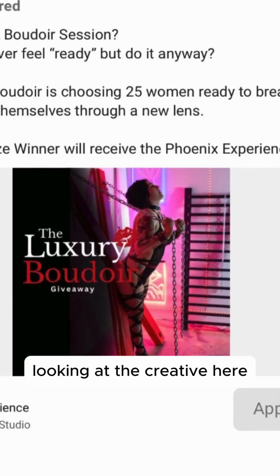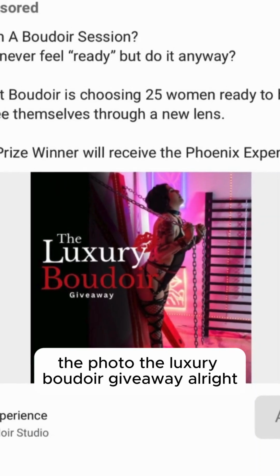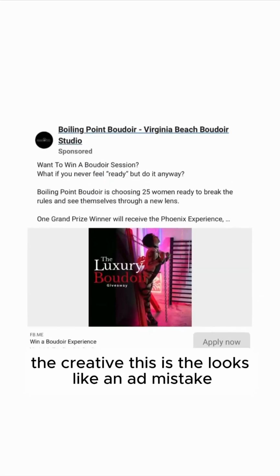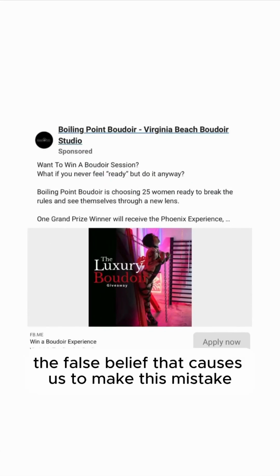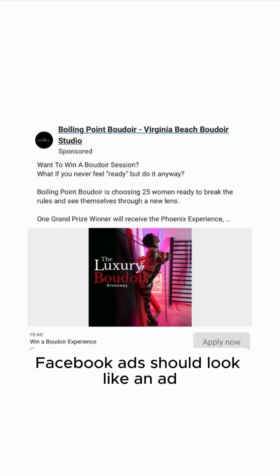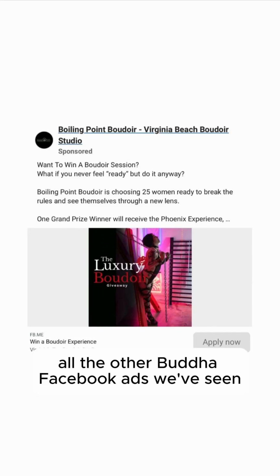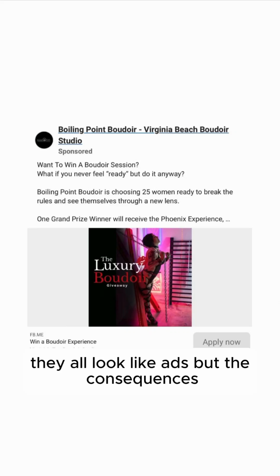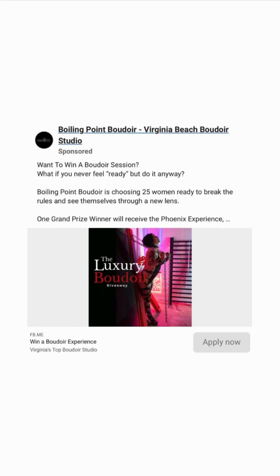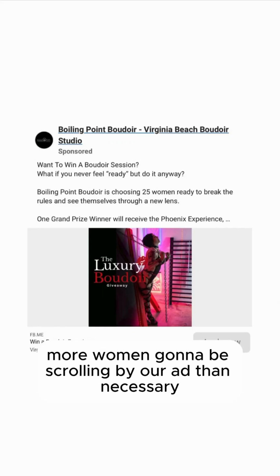Second, looking at the creative here, the photo, the luxury boudoir giveaway. This is the looks-like-an-ad mistake. The false belief that caused us to make this mistake is that we believe our Boudoir Facebook ad should look like an ad, because that's what all the other Boudoir Facebook ads we've seen look like. But the consequence of this is that way more women are going to be scrolling by our ad than necessary.